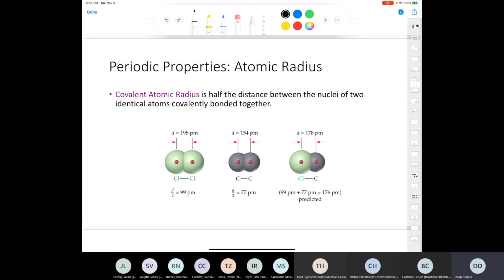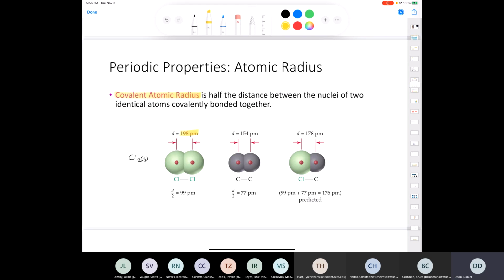So a covalent atomic radius is defined as half the distance between the two nuclei of two identical atoms covalently bonded together. Let's say, for example, you have chlorine gas, which is Cl2. If you look at a molecule of chlorine, when you measure the distance between the two nuclei, you find that it's 198 picometers. And so if we divide that distance in half, 198 divided by 2 gives you 99. And so that is the atomic radius of a single chlorine atom.